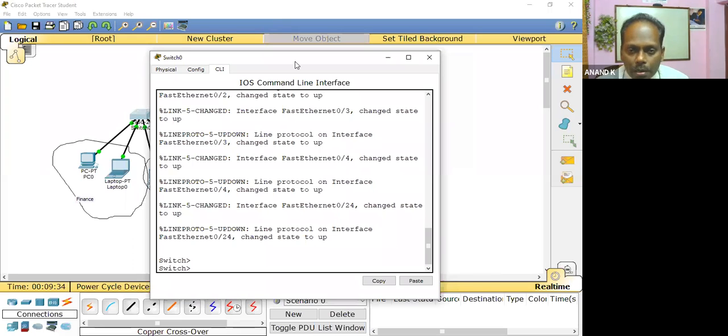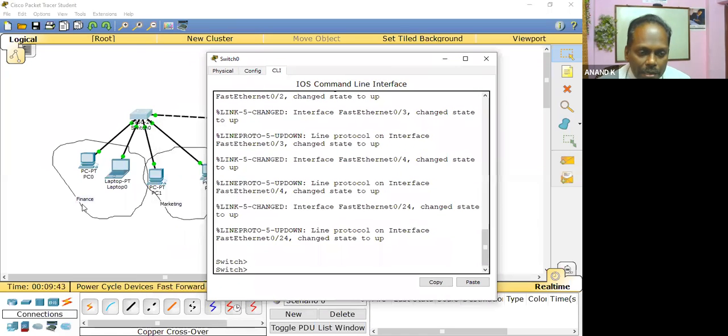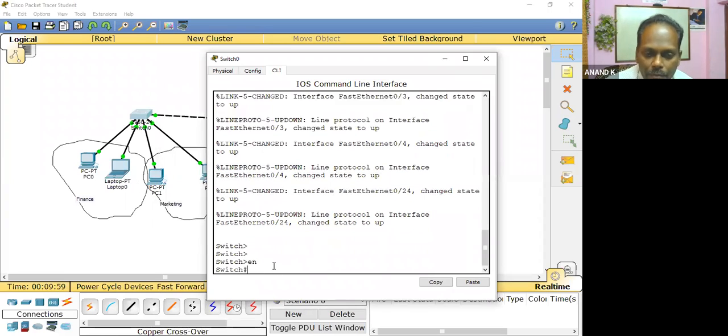Please see this particular one, and you can understand a little bit more. I will create 2 VLANs, one for finance and one for marketing, and assign these 2 ports to finance and these 2 ports to marketing. Then you see what happens to communication.